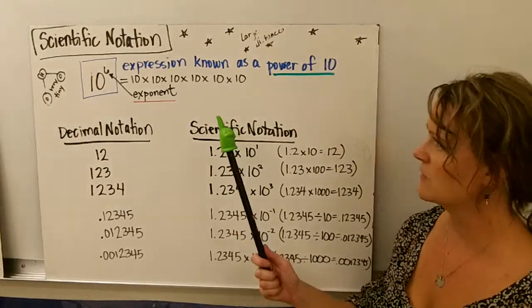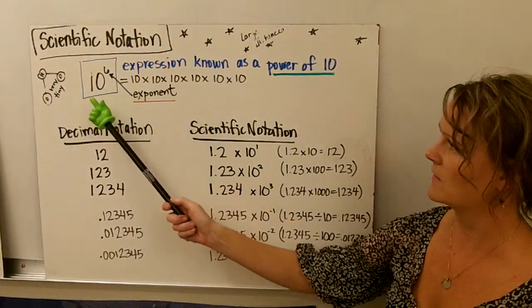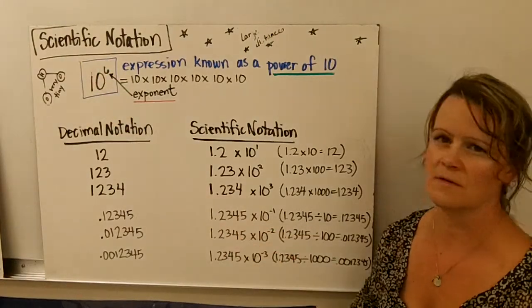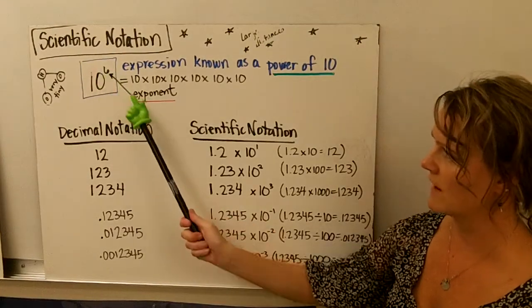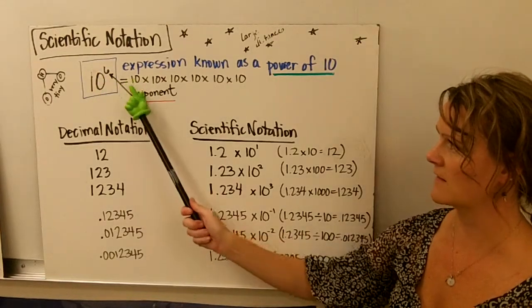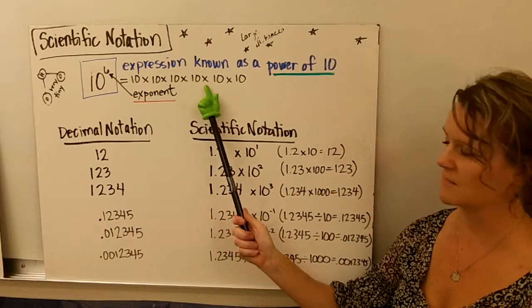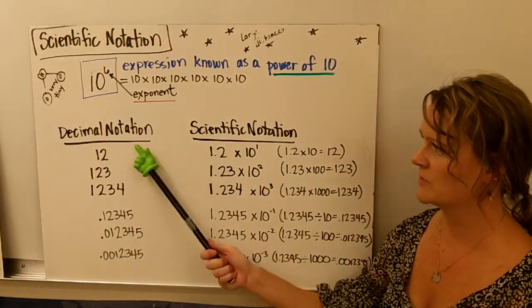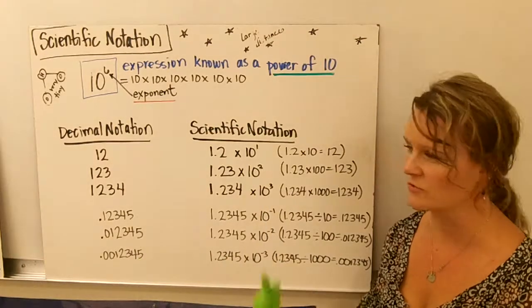So basically scientific notation is what you see here. So here I have 10 to the 6th, and just that expression right there is known as a power of 10, where 6 is our exponent, and that expression simply means multiplying 10 6 times, or 10 times 10 times 10 times 10 times 10 times 10. And so I just want to talk about the correlation between the decimal notation and scientific notation.